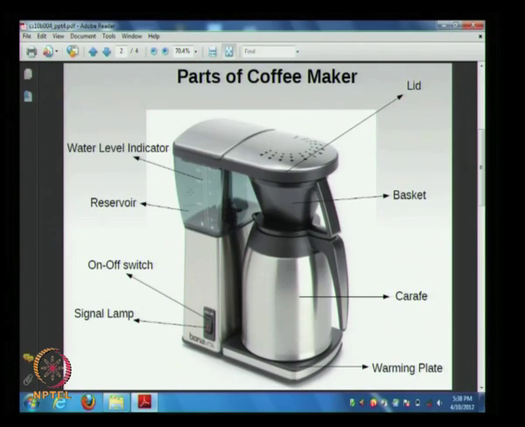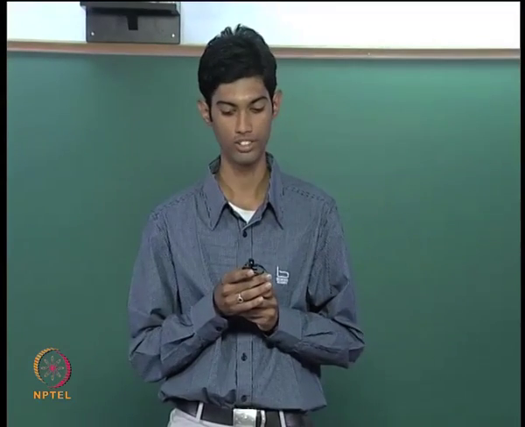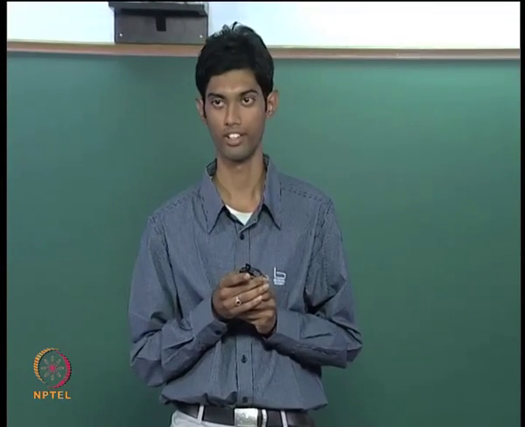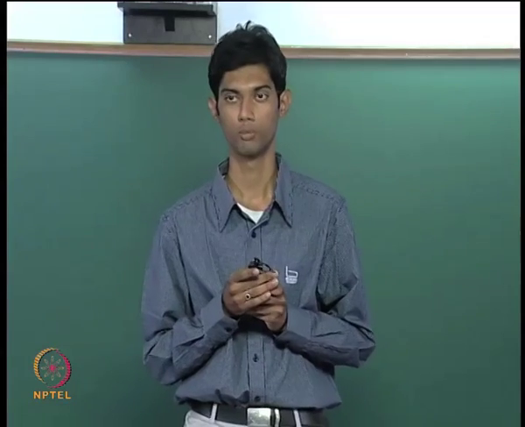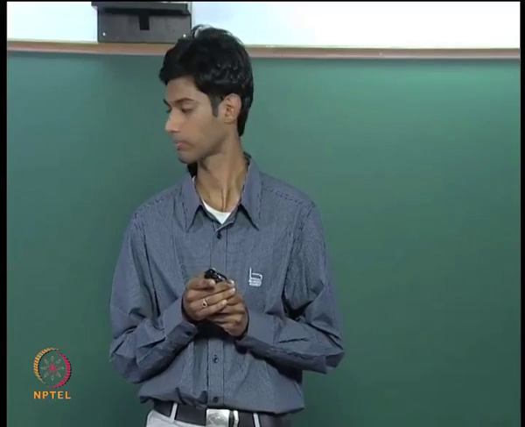Today, I would like to explain briefly the working of a coffee maker. These are some of the important parts of a coffee maker. Now, coming to the process, initially the ground coffee beans are placed in the shower head and the water is poured in the reservoir. This water slowly seeps through the hole into the orange tubes.